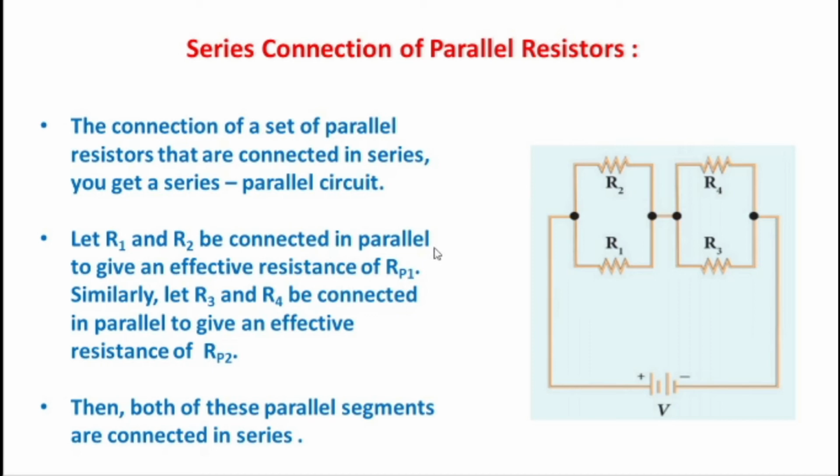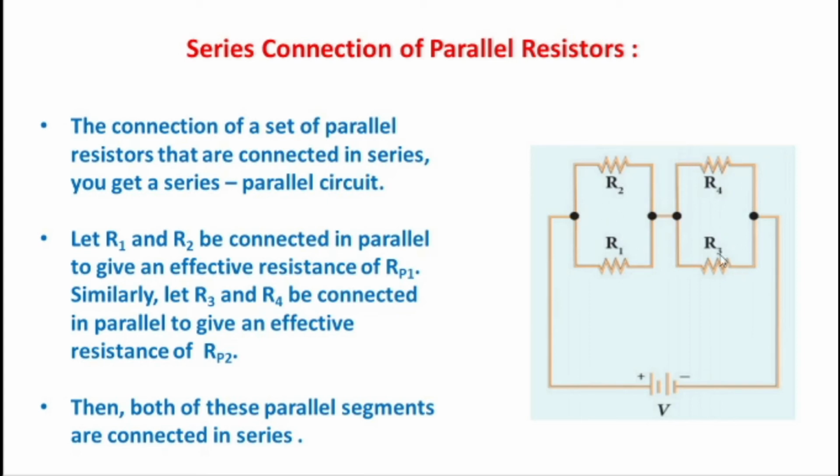So the connection of a set of parallel resistors that are connected in series, you get a series parallel circuit. Let R1 and R2 be connected in parallel to give an effective resistance of Rp1. Similarly, let R3 and R4 be connected in parallel to give an effective resistance of Rp2. So R1 and R2 resistors are connected in parallel. So the total combination or effective resistance is Rp1 for the first block.